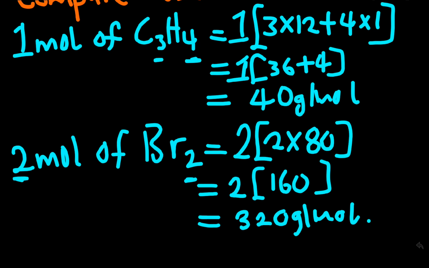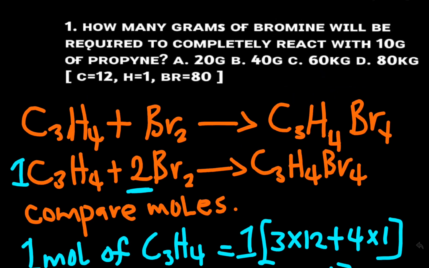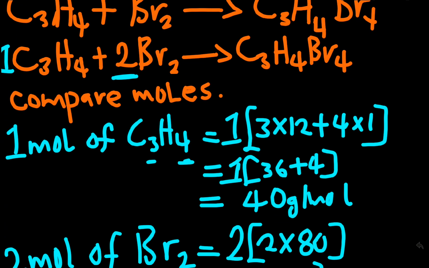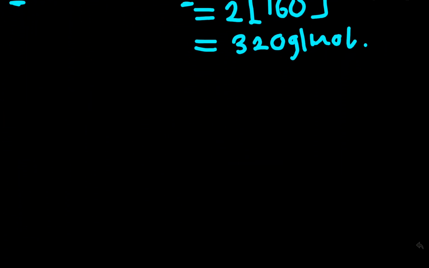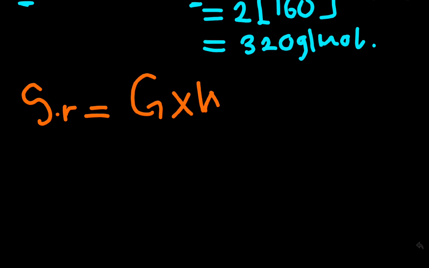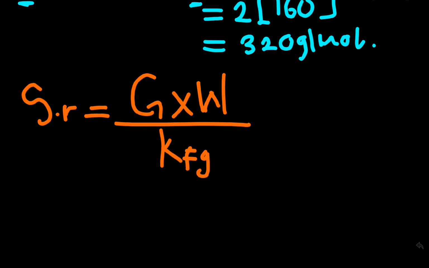We'll go back to our question. The question says again, how many grams of bromine will be required to completely react with 10 grams of propyne? We're given 10 grams of propyne and we are asked for the grams of bromine. So here's how we would go about it. We use something called the Sam's relation: what is given times what we want over what we know from what was given.